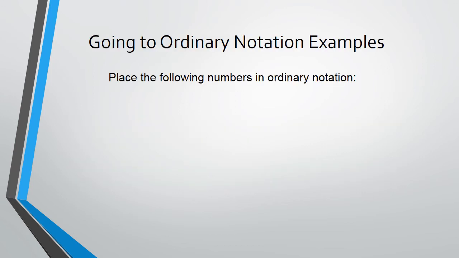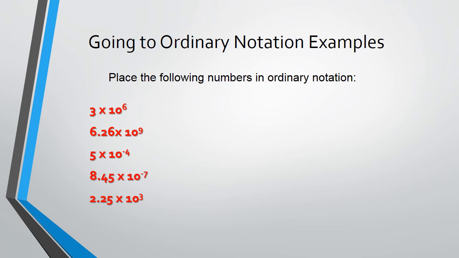Now going back to ordinary notation from the scientific notation, pretty much the same. So I have some examples here. We have 3 × 10 to the power 6. Obviously the number is more than 1. You write 3 and 6 zeros.